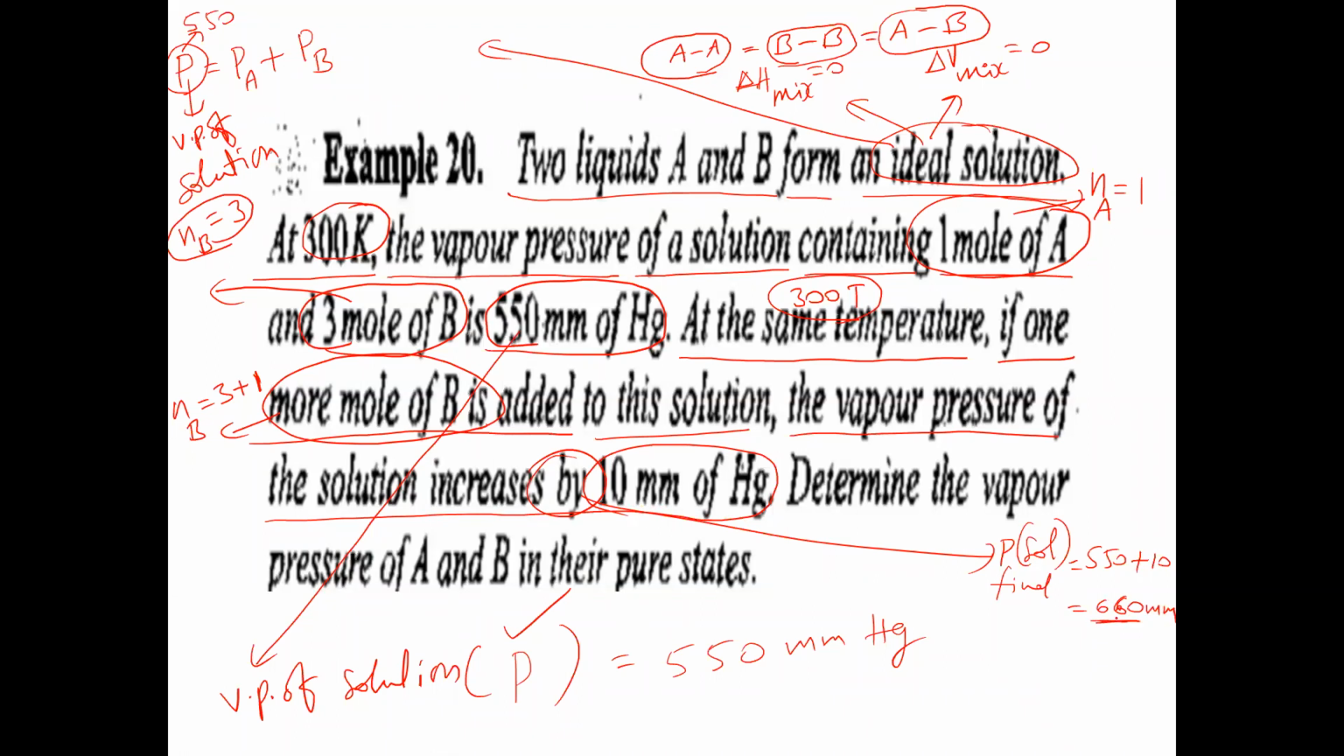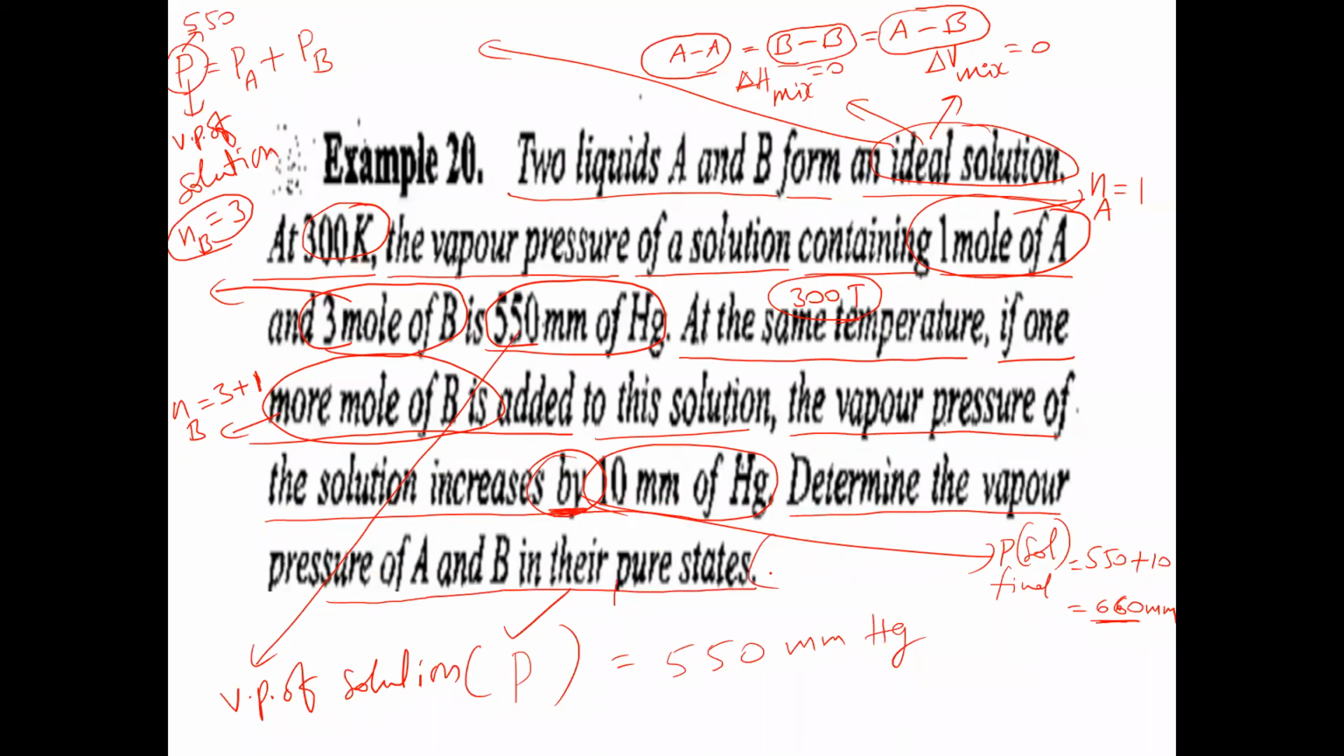So 660 mm of mercury is what now? The final vapor pressure of the solution. Initially 550 was there, finally 660 is there. Keep that point in mind. Initially 550 plus 10 mm. Then determine the vapor pressure of A and B in their pure states.